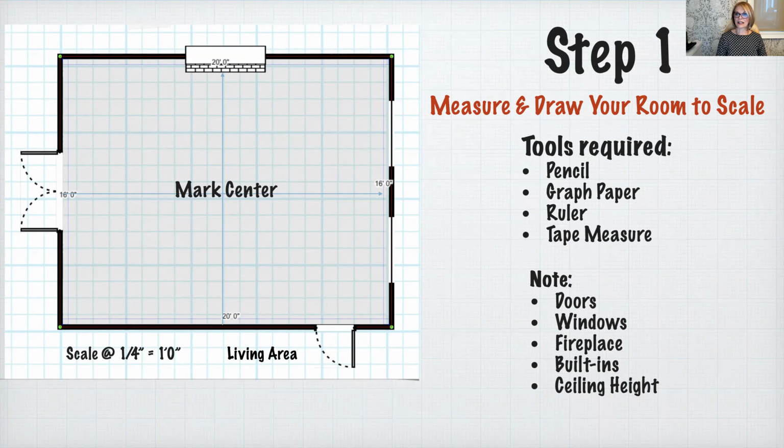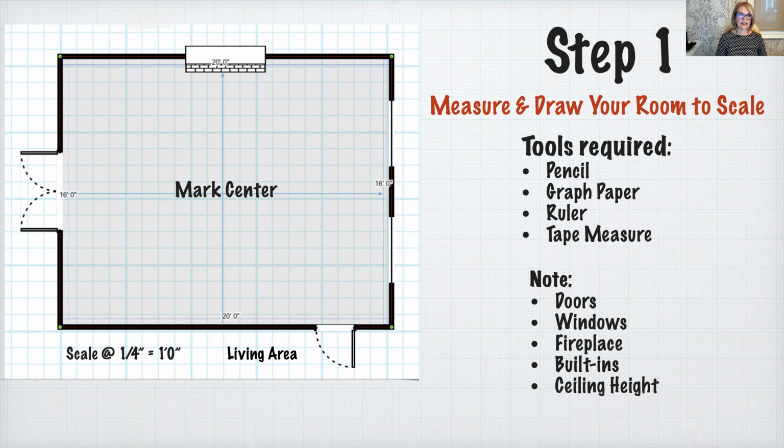So the whole idea is to measure and draw out your room. You're going to need a pencil, some graph paper, a ruler, tape measure. And when you start drawing your room plan, you'll have to make sure that you make a note of all of the things that you cannot change in a room, like the doors, the windows, fireplace, any built-ins, and also your ceiling height. Those are all very important things that you need to keep track of.